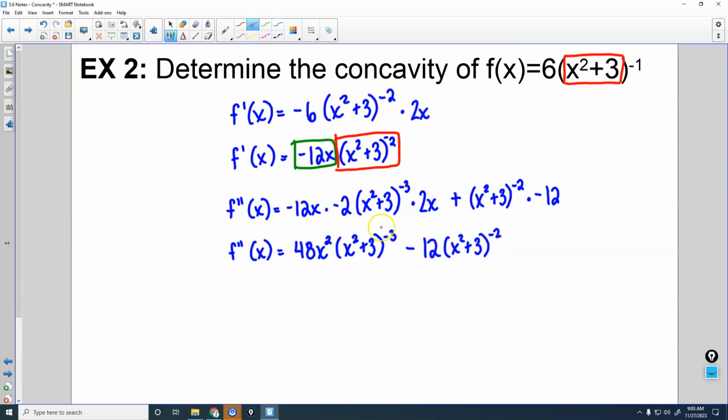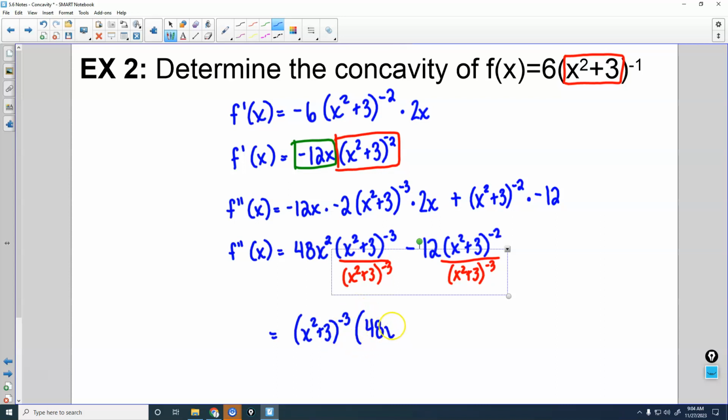We are going to factor out this x squared plus 3 to the negative 3rd. So we will have x squared plus 3 to negative 3. And you'll have 48 x squared here, because that'll just cancel out right there. It'll just be gone. Minus 12 times, what's going to happen here? It's just going to be x squared plus 3.